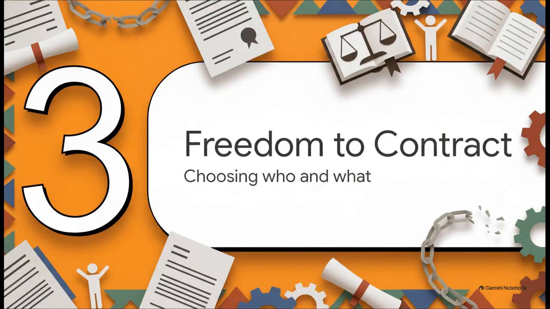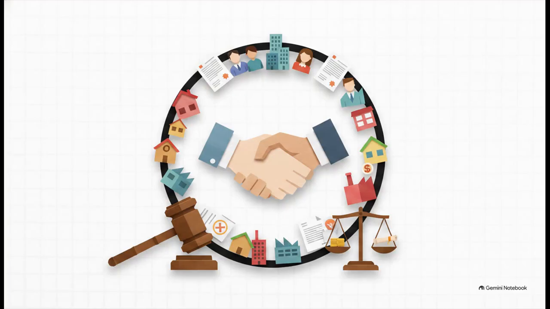Which brings us to Section 3, the freedom to contract, choosing who and what. Here's the general rule. You have the freedom to choose exactly who you want to do business with, and you get to dictate the terms of that agreement. It's a huge principle that protects your personal autonomy in the economic world. But there is one massive caveat to this freedom. You can do all of this provided the agreement is not unlawful. You absolutely cannot use your freedom of contract as a free pass to conclude illegal agreements.